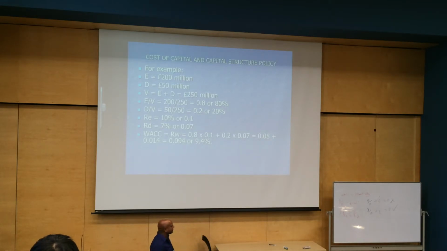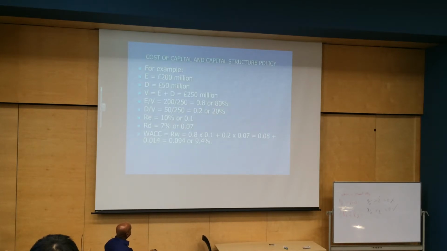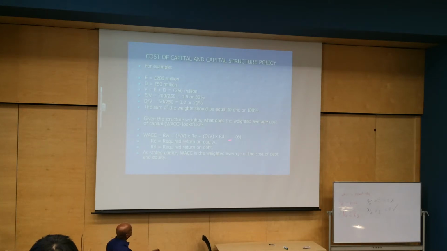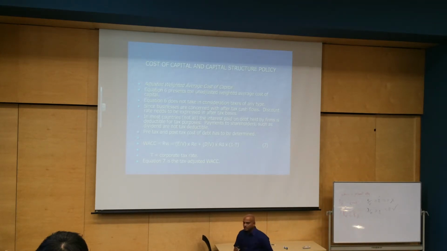Real life: the adjusted weighted average cost of capital. Is this equation 6? Yes, equation 6 over here does not take into consideration taxation. Tax is important because what you get to spend, whether you give away a dividend, buy groceries, pay rent, pay a mortgage, buy clothes, or feed your kids, is after tax. After the government takes their share, that's what you get to spend.